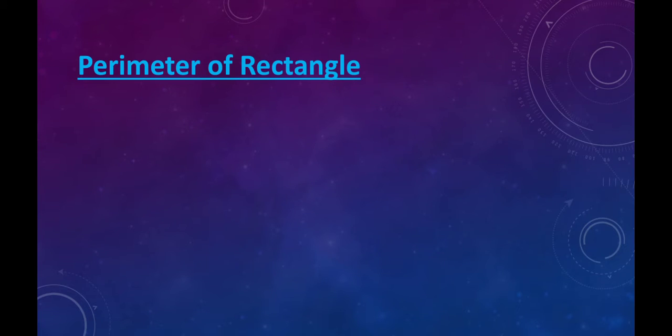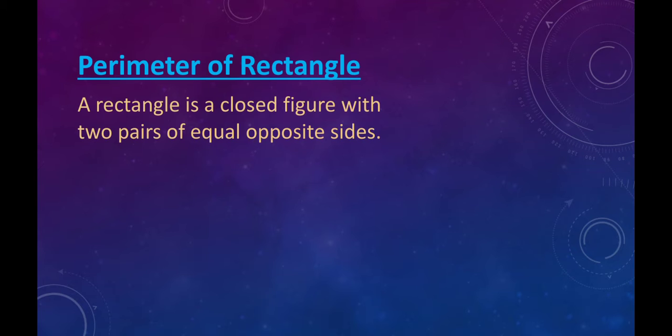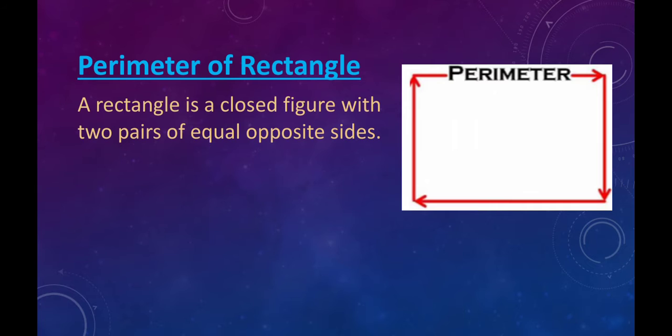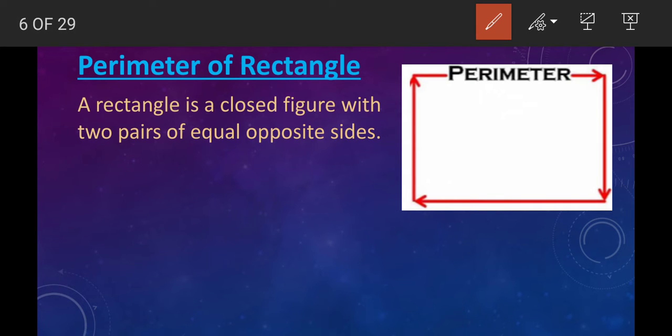Now come to perimeter of rectangle. So what is a rectangle? A rectangle is a closed figure in which two pairs of opposite sides are equal and each angle is 90 degrees. This side and this side are equal, and this pair is equal. Each angle means the gap between two line segments, and that gap is 90 degrees. Opposite pairs of sides are equal and parallel and each angle is 90 degrees. That type of figure is known as a rectangle.